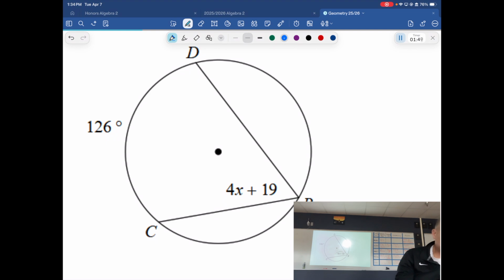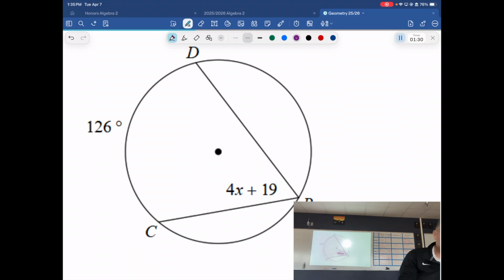So here's our angle down here that we ultimately have to find. It created arc DC. If we ignore the 4x plus 19, we just ask what the measure of the angle has to be. What's the measure of the angle have to be? 63.